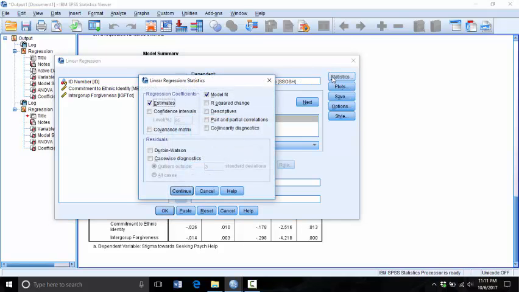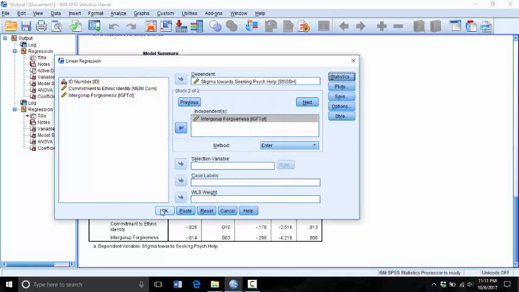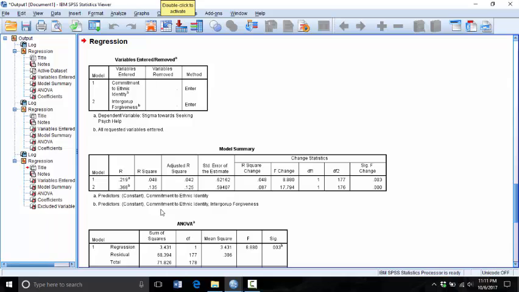And we also want to go up here to statistics and request the r-square change. So this will allow us to see how much variance in the outcome intergroup forgiveness predicts above and beyond the variance already explained by commitment to ethnic identity. So just hit continue and then OK. Again, we have a summary of the variables we put in, but now you can see that these have been broken down into steps 1 and 2.